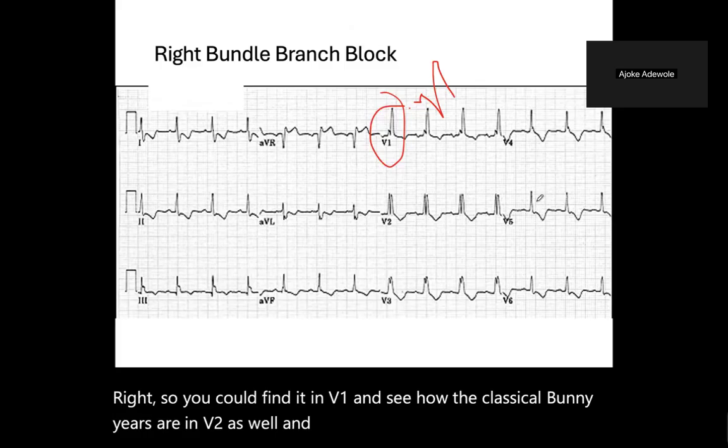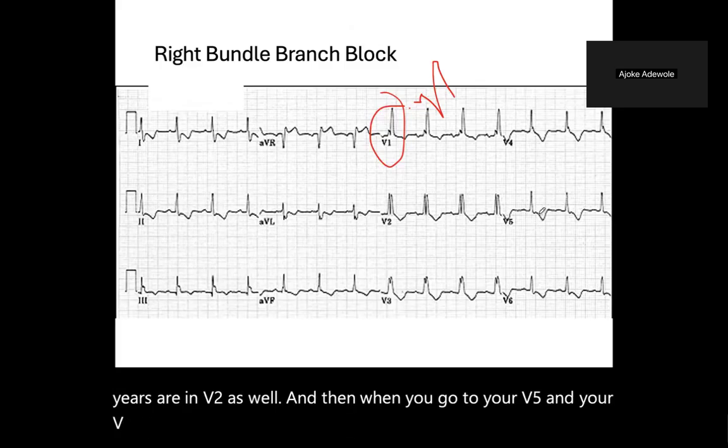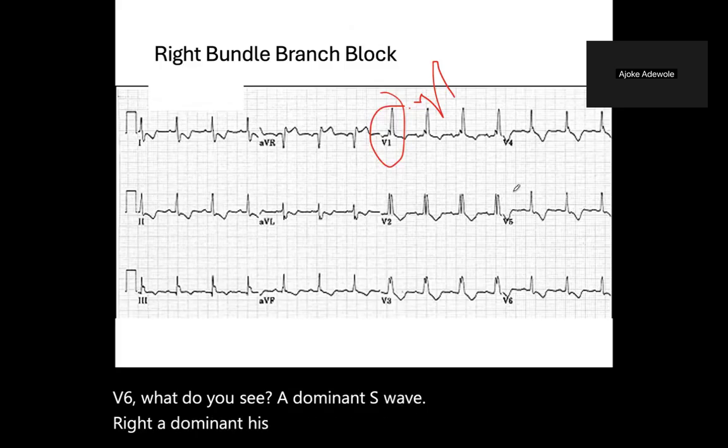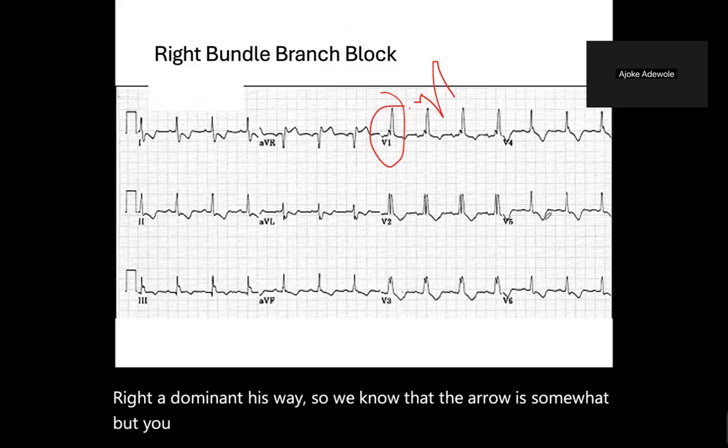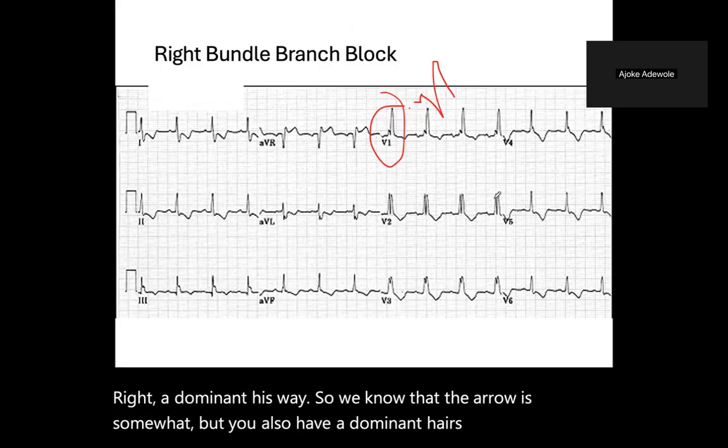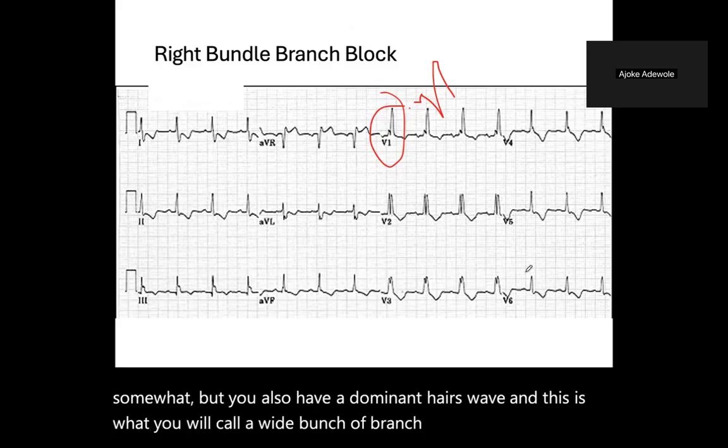And then when you go to your V5 and your V6, what do you see? A dominant S wave, right? A dominant S wave. So we know that the R is somewhat there, but you also have a dominant S wave, and this is what you will call a right bundle branch block.